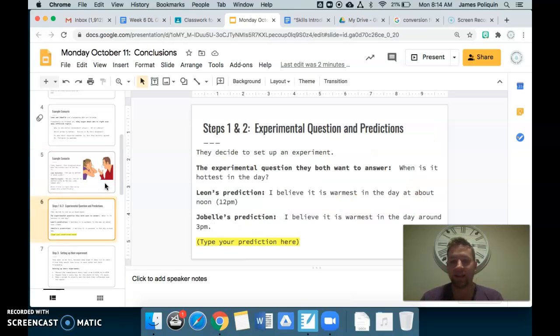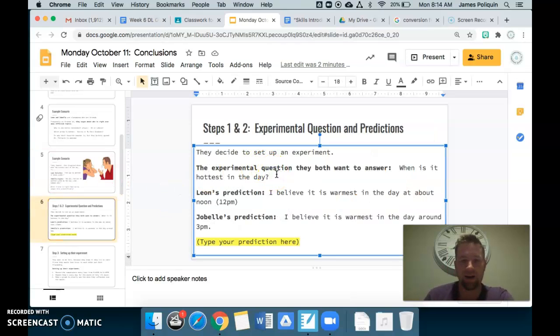So they decided to set up an experiment. First, what is the question, and then their predictions. When is it hottest in the day? That is the experimental question that they both want to answer. They want to be right. Leon's prediction is, I believe it is warmest in the day at about noon, so like 12 p.m. Jobel's prediction is, I believe it is warmest in the day around 3.